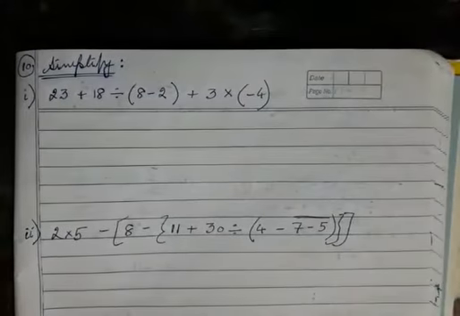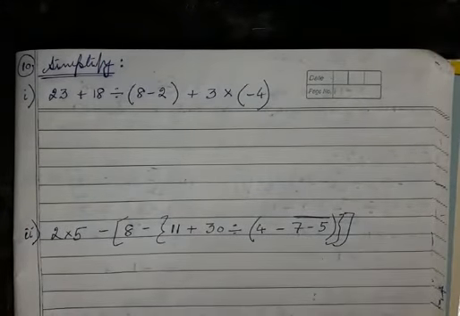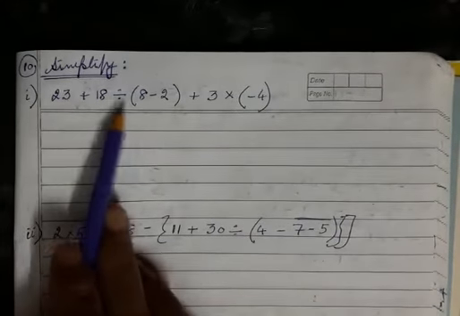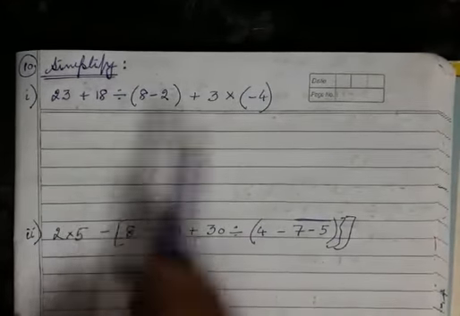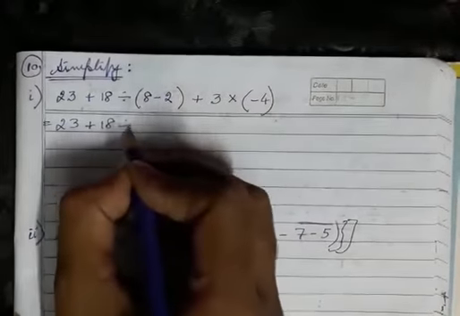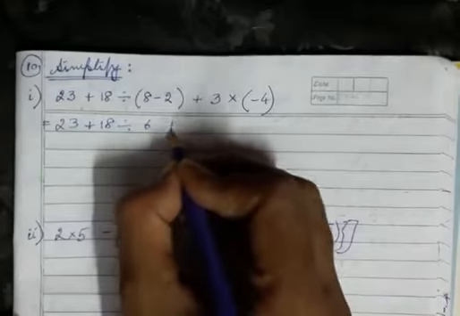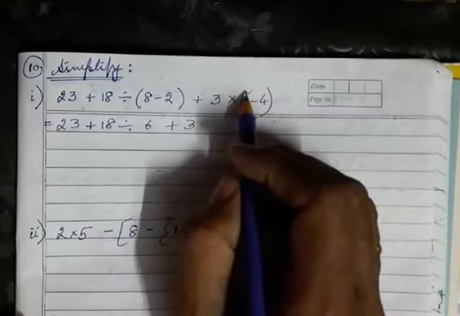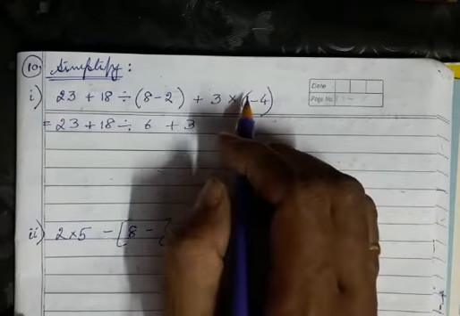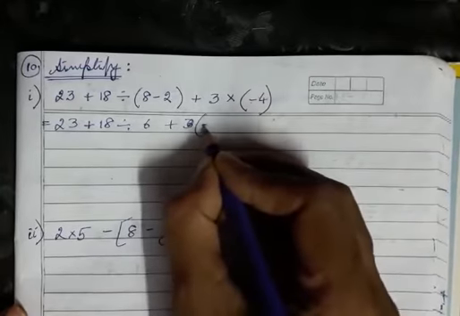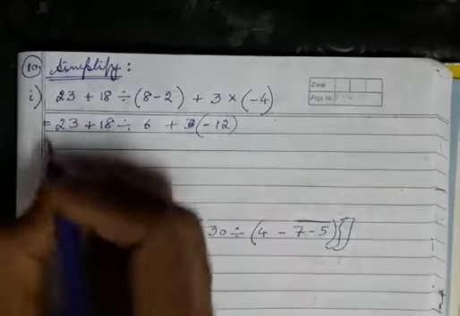Simplify. Now 23 we have here, 23 plus 18 divided by 8 minus 2, plus 3 fours. First we have to solve the bracket, as all of you know. So 8 minus 2 is 6. We can solve the other part simultaneously: 3 fours is minus 12, because the minus sign is here.